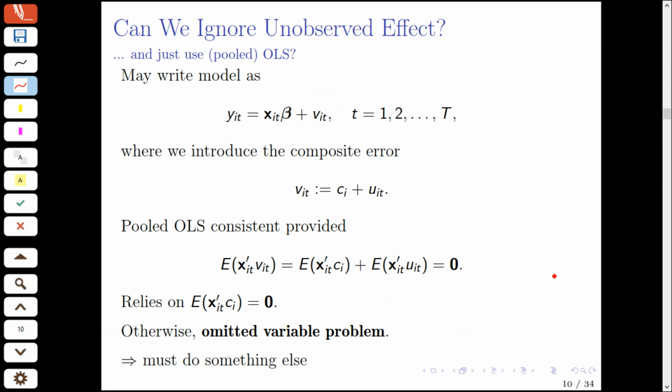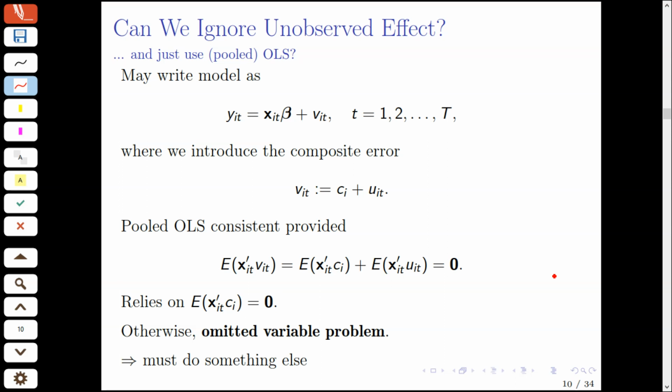Now a natural question to ask is that, given our linear model, and given this working assumption of contemporaneous exogeneity, can we just ignore the presence of the unobserved effect, that is the c_i, and just use OLS, our good old friend ordinary least squares? To be specific here, by using OLS I mean that we use pooled OLS, where we completely ignore the time aspect of the data and just treat each it pair as a separate observation.